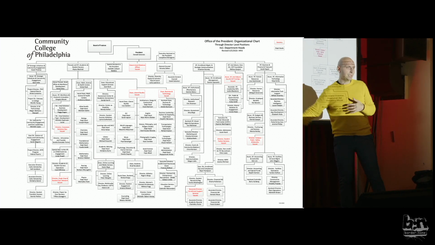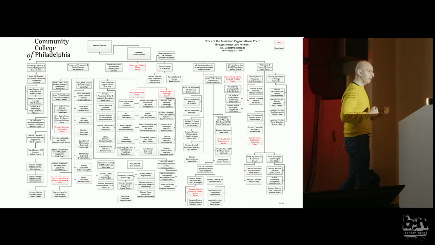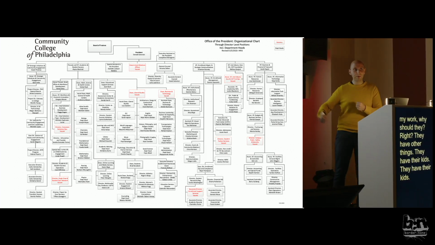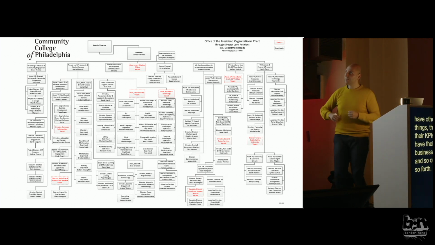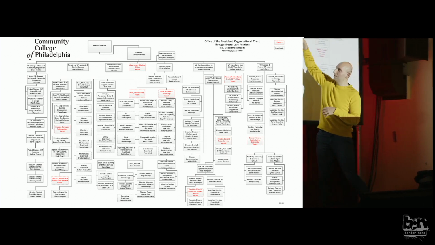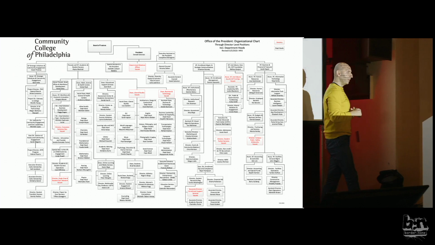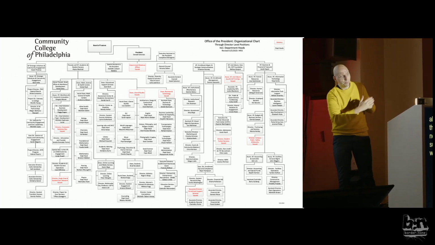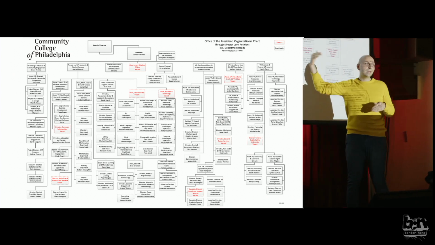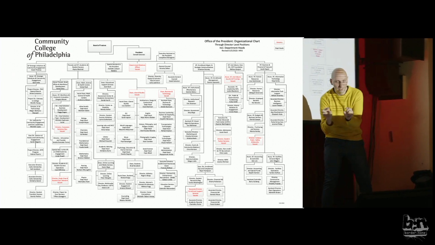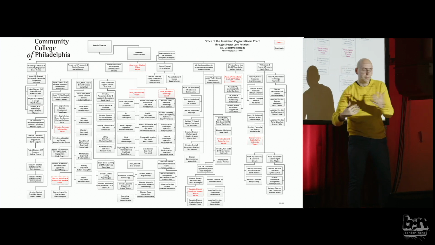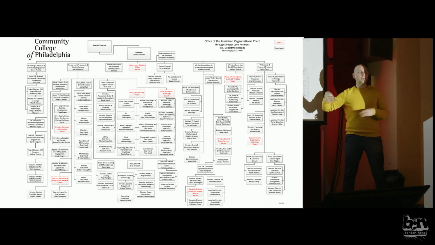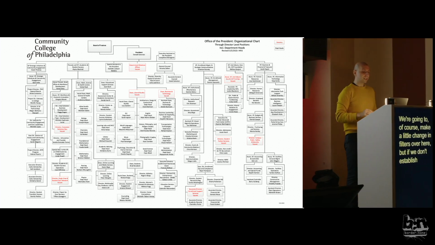They have other things. They have their KPIs, they have their business goals, and so on and so forth. And I need to be respectful of their time and their needs. And in many ways, if somebody is living all the way up on the top level, I need to make sure that the work I'm doing has a chance to propagate all the way to the top to make an impact. We can, of course, make a little change in filters over here, but if we don't establish some sort of relationships with people on the top, you will not be able to be successful in that.